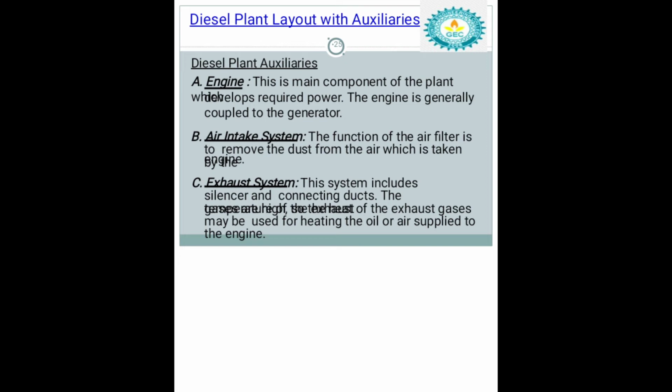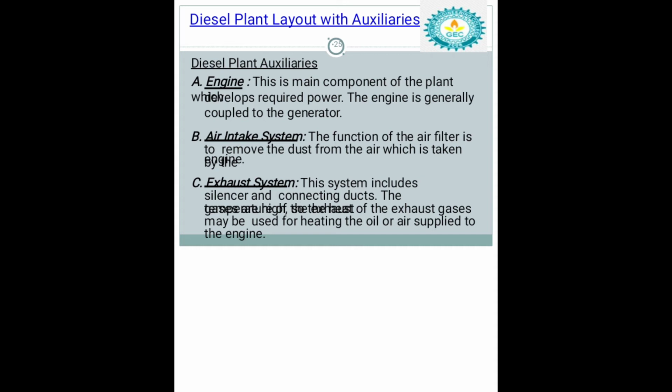In diesel power plant we use the 4-stroke diesel engine. The piston completes the 4 strokes. First stroke is suction stroke, second stroke is compression stroke, third stroke is power stroke, fourth stroke is exhaust stroke.